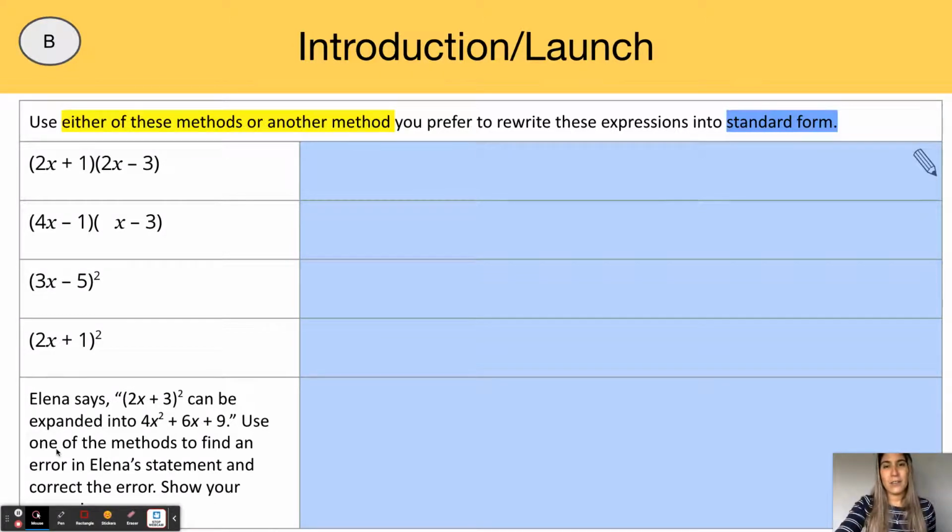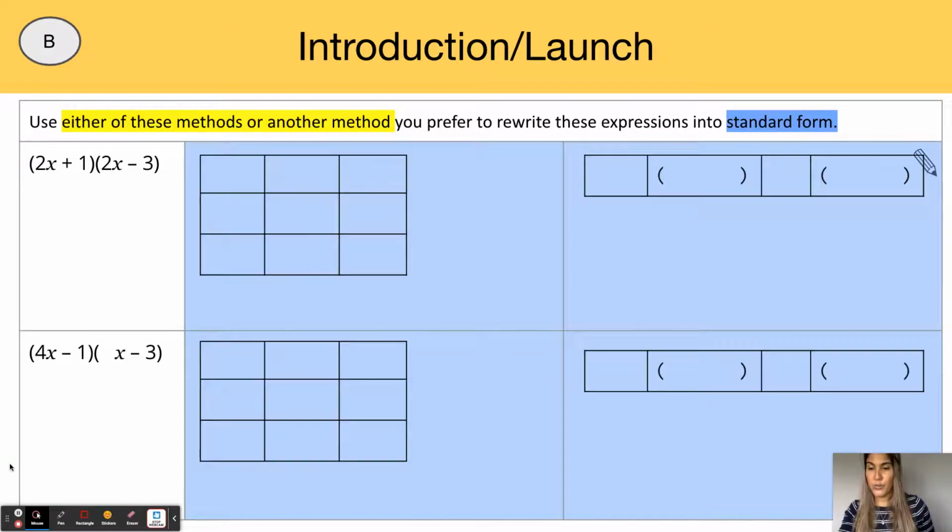Now, this might not be a lot of space right here, but one thing that you can do, and I will provide this within the lesson slides, you can reorganize everything and decide if you want to use Priya's method, so this would be Priya's method here, or if you want to use Tyler's method, or if you want to use this space to use a method that you are more comfortable with. Okay, so use these organizers to be able to work through this. Remember, we are using either method or another method to rewrite into standard form.